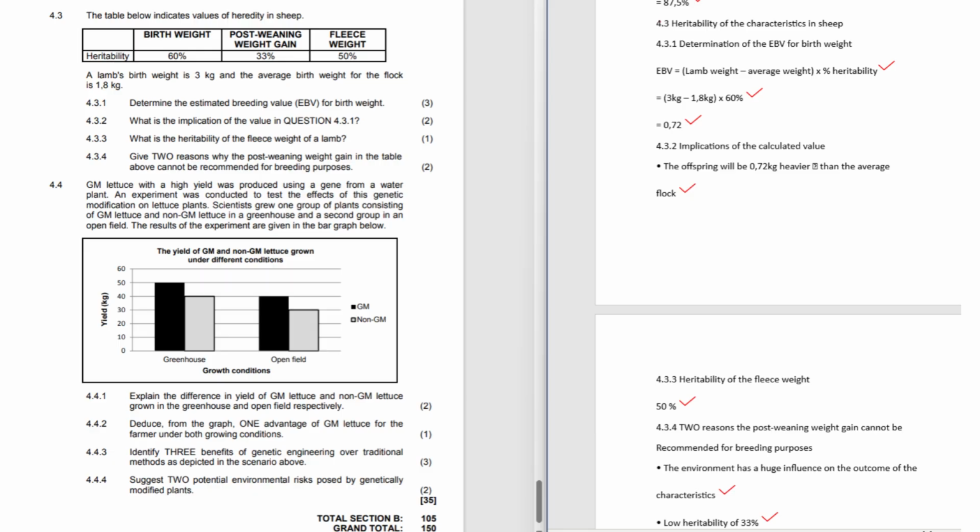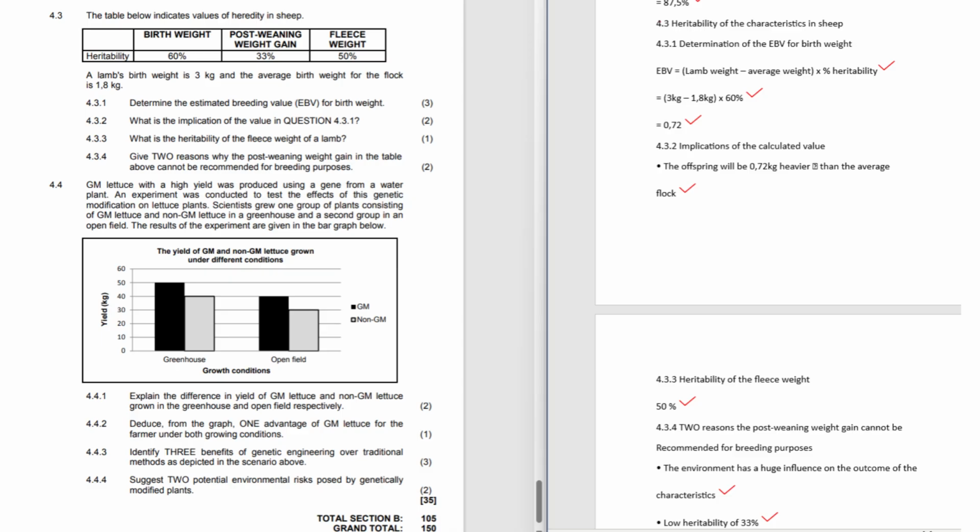So this question doesn't want you to calculate. As you can see, they ask what is the heritability of the fleece weight of a lamb. They just want you to find the value of the heritability of the fleece weight.